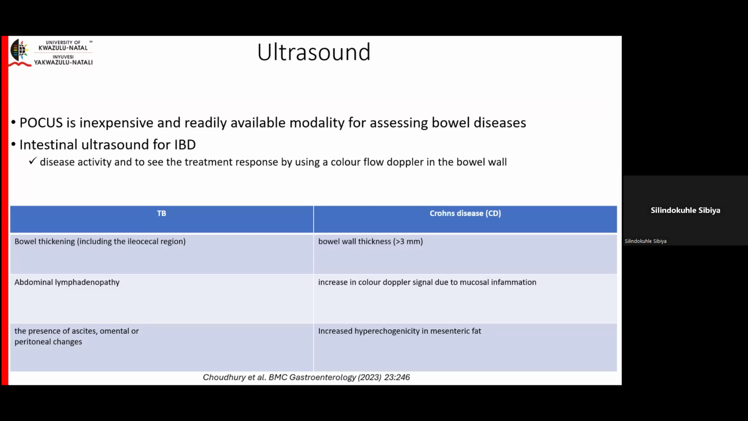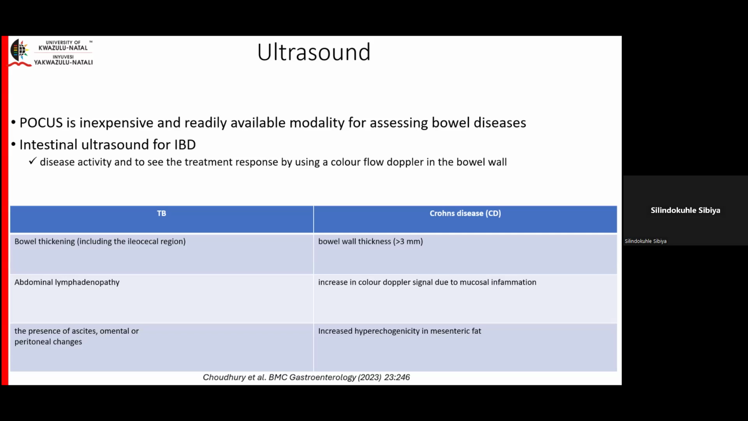So point-of-care ultrasound is an inexpensive and readily available modality for assessing for bowel disease, and also looking for abdominal lymphadenopathy in the presence of ascites and looking at solid organs. Intestinal ultrasound for IBD has been used to look at disease activity and to see treatment response by using color flow Doppler in the bowel wall.